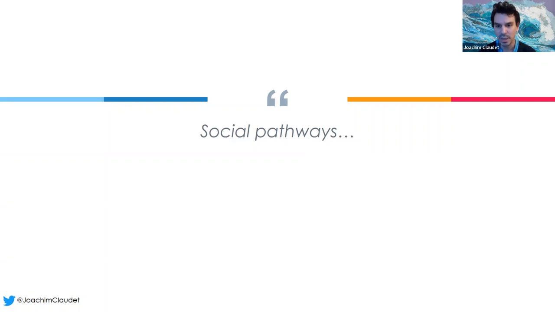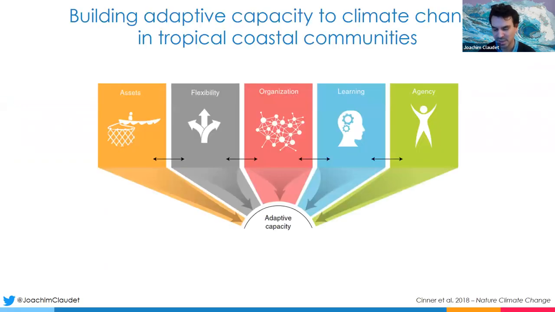And similarly, we based our work on all of what amazing folks have done before us, in particular this work by Josh Cinner and colleagues on the different dimensions of adaptive capacity to climate change in coastal communities. And in particular, adaptive capacity is dependent on assets, flexibility, organization, learning, and agency. And because we thought that MPAs can have positive or potentially negative outcomes on some of those dimensions, we accounted for those as potential pathways building social adaptive capacity to climate change.